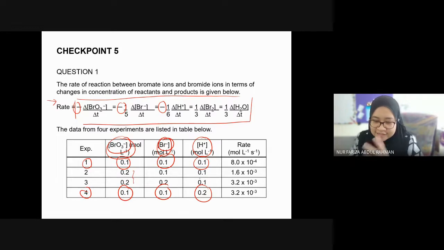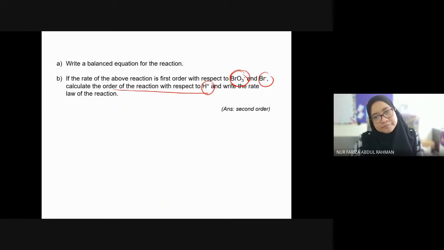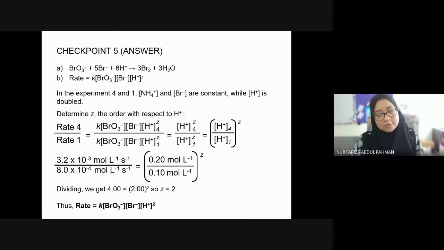But I just want to trigger your thinking a bit. Is it necessary for us to find them the same? Is it necessary, or is this the only way for us to determine the order of reaction, which is making sure that the concentrations of the reactants bromate and bromide are the same? Must it be like that? What do you guys think? Does it have to be like that? Anyone thinking of anything? Of course, this is the normal way.